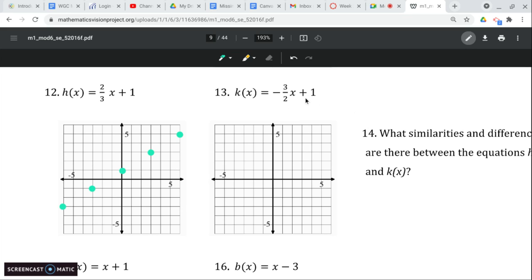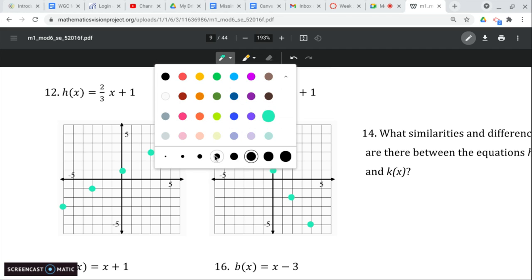Now our second one, also y-intercept at 1. So that's something they have in common. But here we're going down 3 and over 2. So we go down 1, 2, 3, over 2. Go down 1, 2, 3, and over 2. And then go up 1, 2, 3, and over 2. And 1, 2, 3, over 2. I know that one went off the graph, but it makes it a little easier.